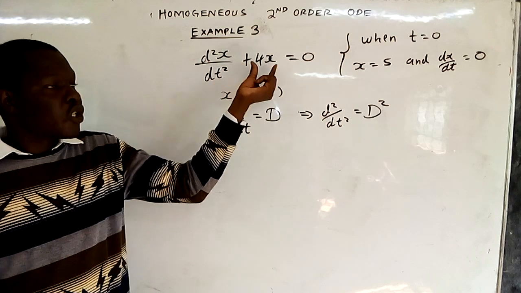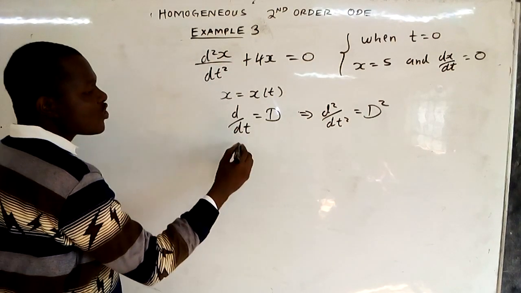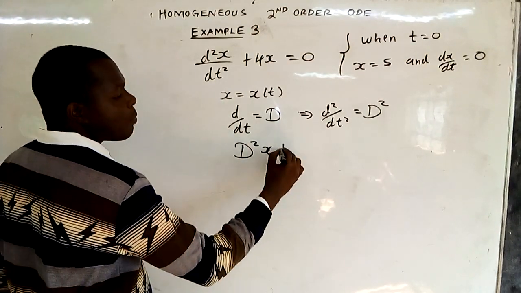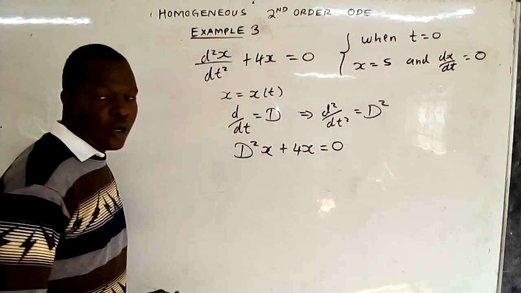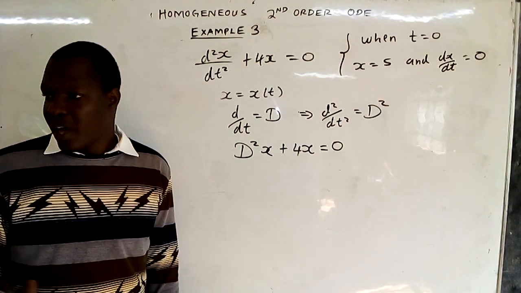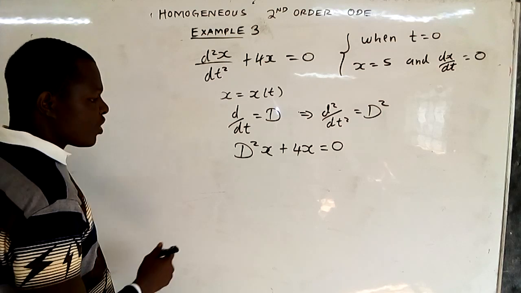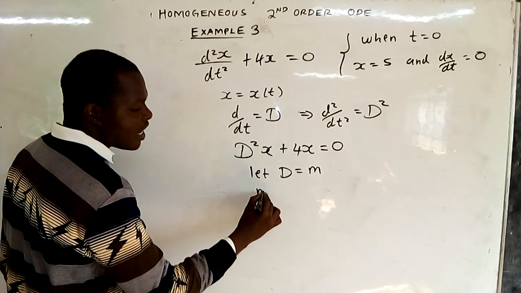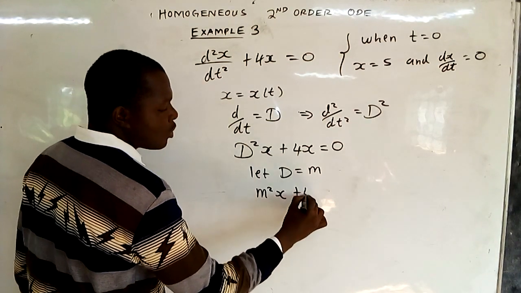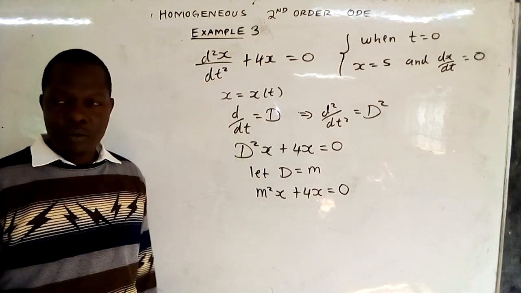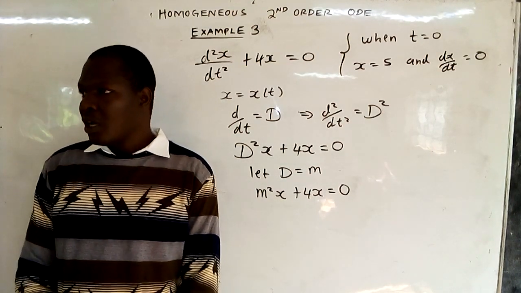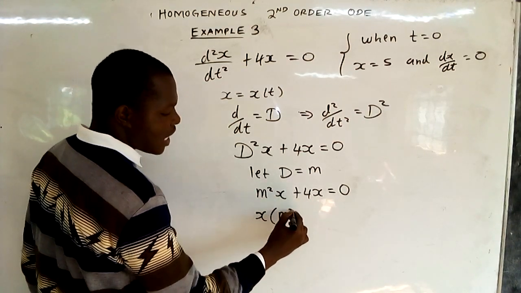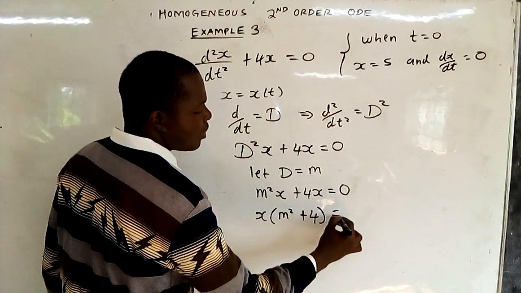So when we do substitution in our equation, d squared over dt squared will be capital D squared, then it is of x, isn't it? Then we have plus 4x equal to 0. Are we together? So after that, you let D to be m. So if you have D squared, that is going to be m squared x plus 4x equal to 0. Having done that, x is a common factor. So if you factorize x outside, we remain with m squared plus 4 to be 0.